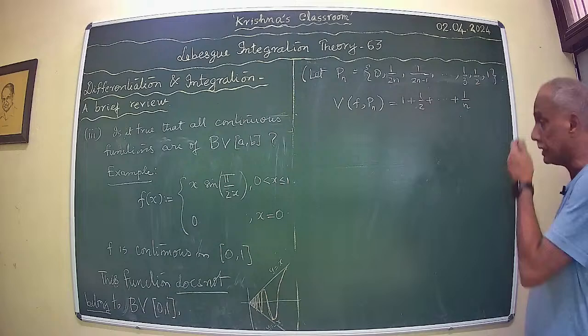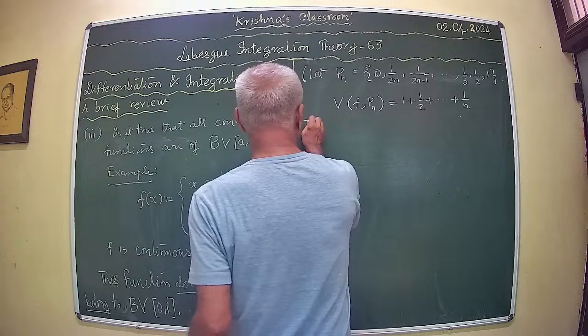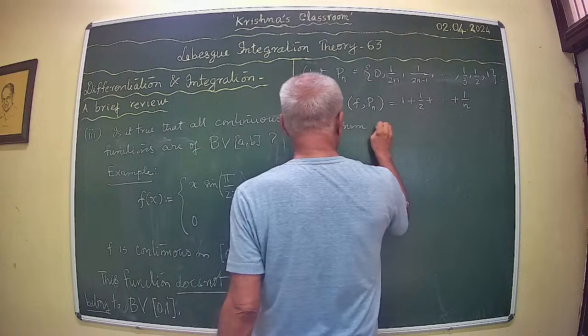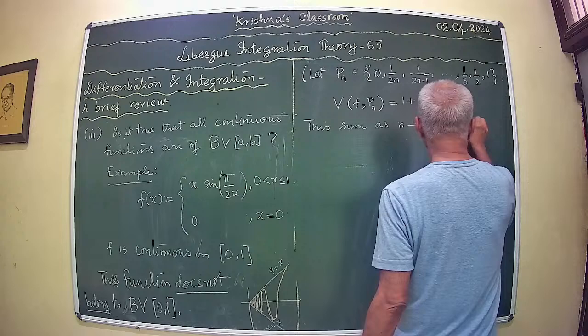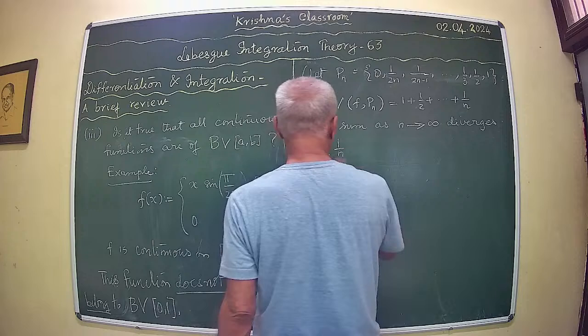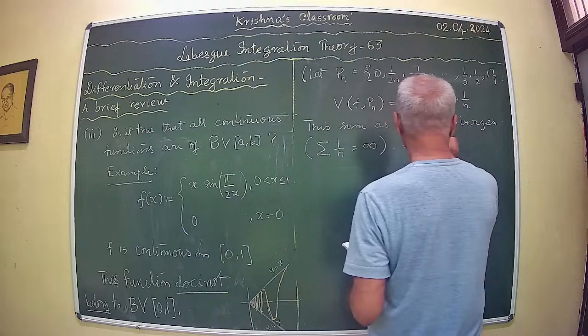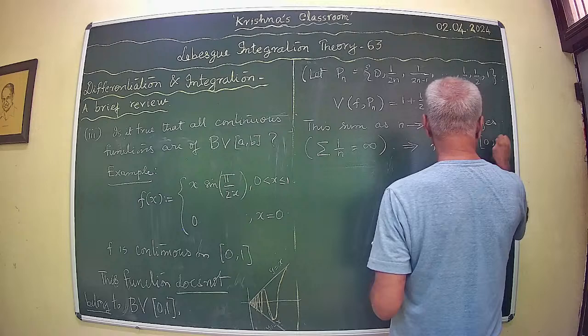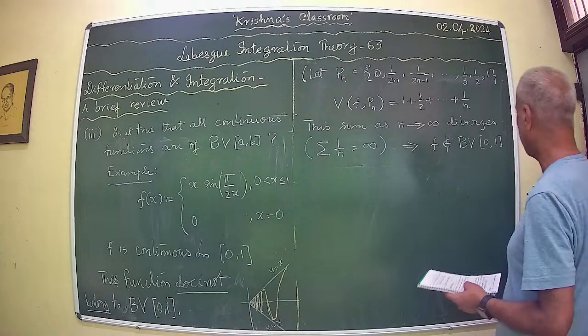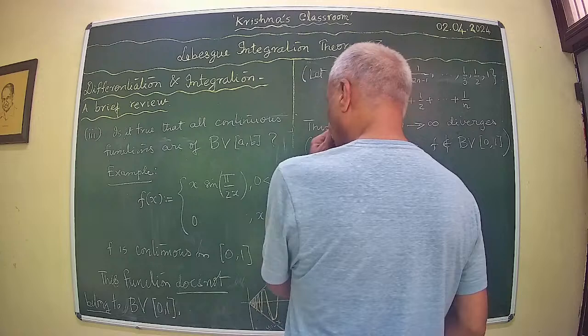Therefore, f is not of bounded variation, because it is actually a harmonic-type series that diverges. So that completes, that outlines the proof of that statement. So not all continuous functions are functions of bounded variation.